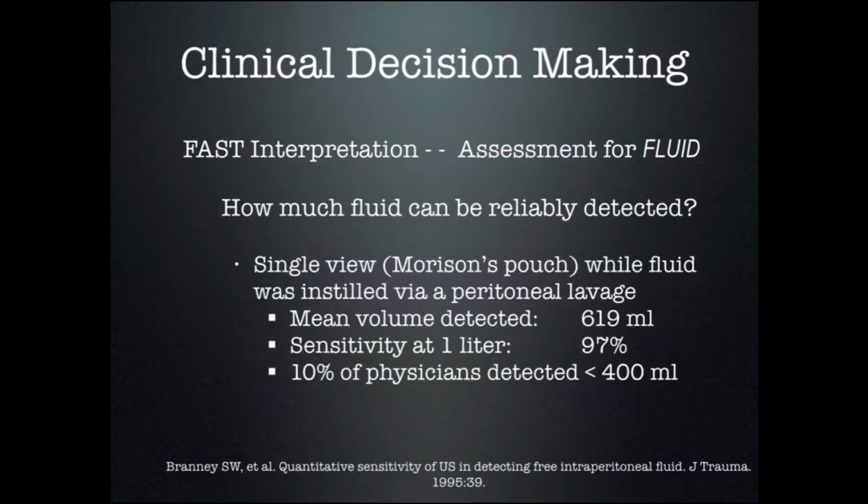So how much fluid can you reliably detect? Well, this was a cadaver experiment and they were only looking at the right upper quadrant, but the mean volume detected was 619 milliliters. So a small stripe of fluid on ultrasound is a large amount of blood. The sensitivity at 1 liter was 97%, but only 10% of physicians were able to detect less than 400 milliliters of blood. Again, the more blood there is, the easier it is to detect.